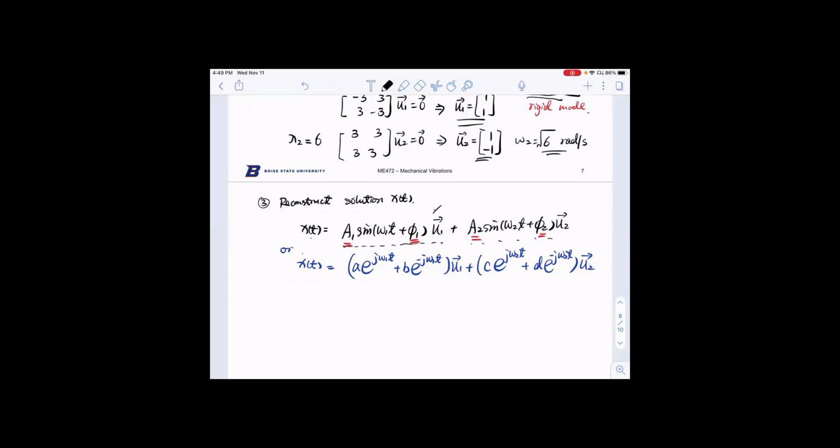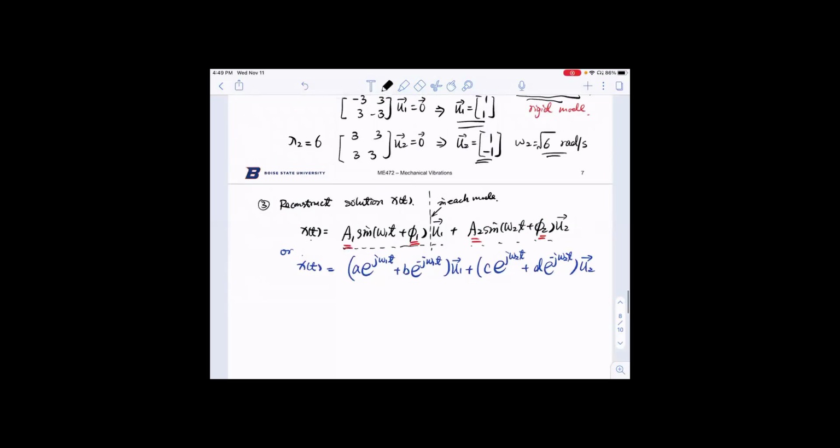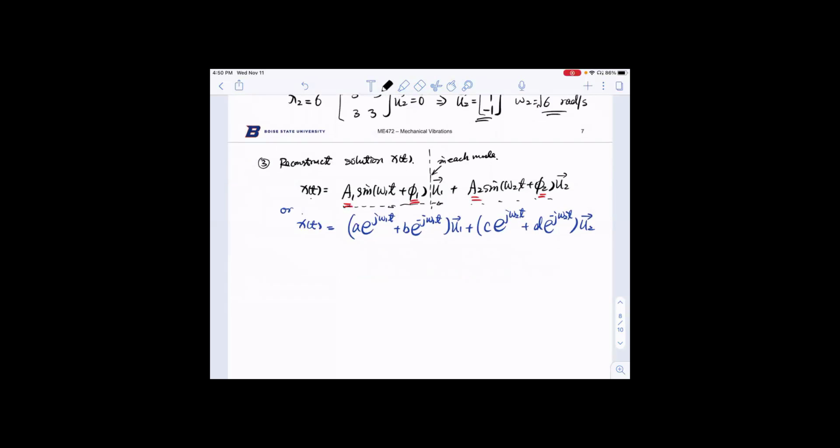Inside of each mode, you can see that the response actually has 2 parts. As I mentioned before, we use this concept called variable separation. The first part, A times some sinusoidal wave, is the free vibration of a single degree of freedom. This part is related to time only. The second part is your mode shape. That part has nothing to do with time. All right, so that's how you reconstruct your x(t).